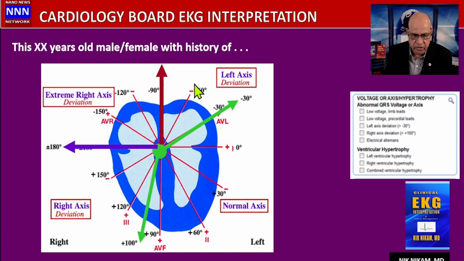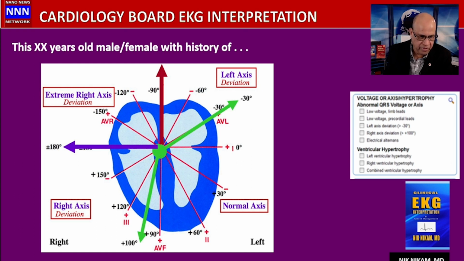Anything beyond minus 30 towards the left shoulder is considered left axis deviation. If it's more than minus 45 degrees, it is considered left anterior hemiblock. I'm going to show some pictures of those. Whereas if there is an axis greater than 100 degrees, you're talking about right axis deviation, which may be related to right ventricular hypertrophy, or it may be related to left posterior fascicular block.